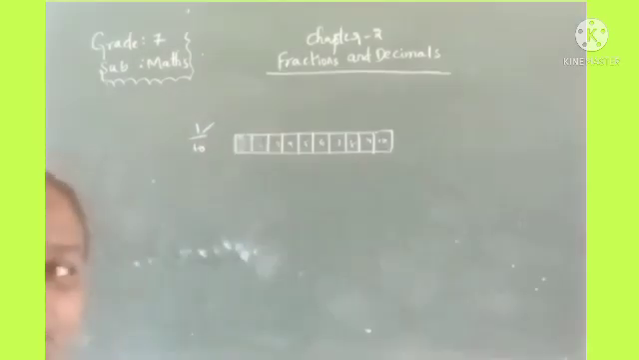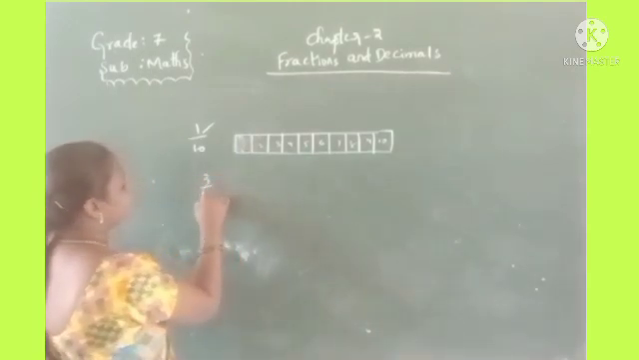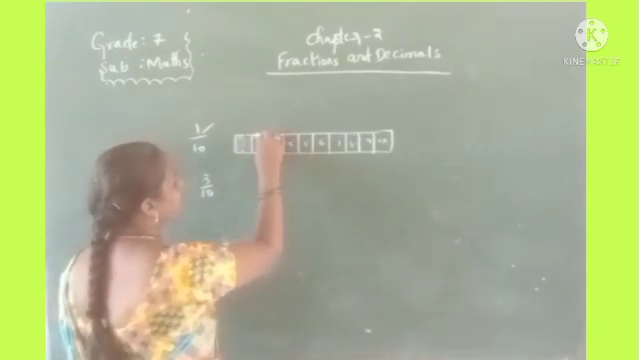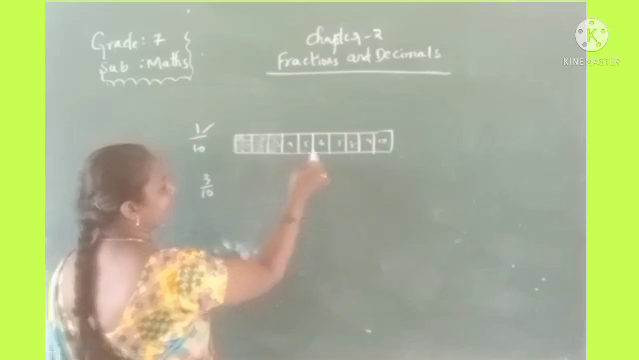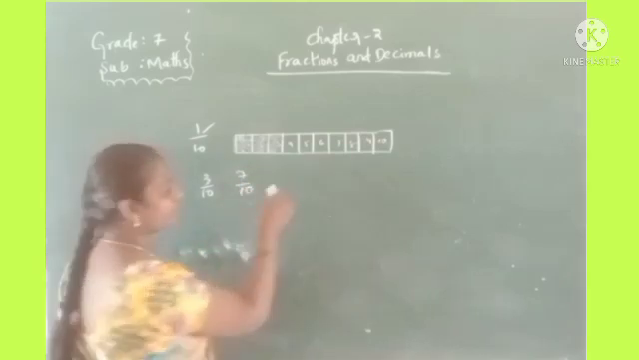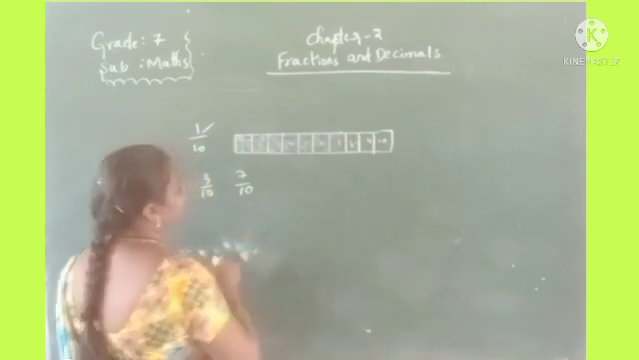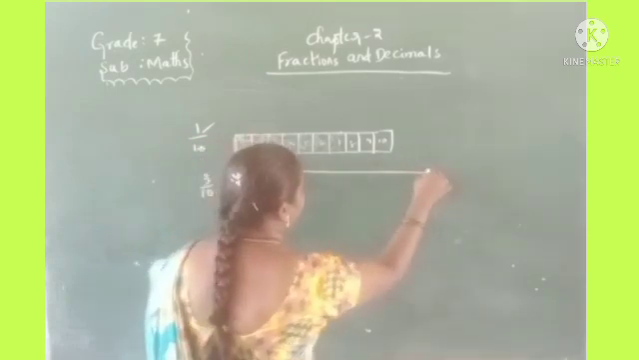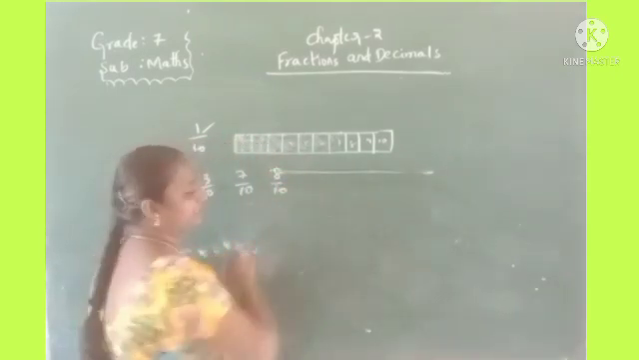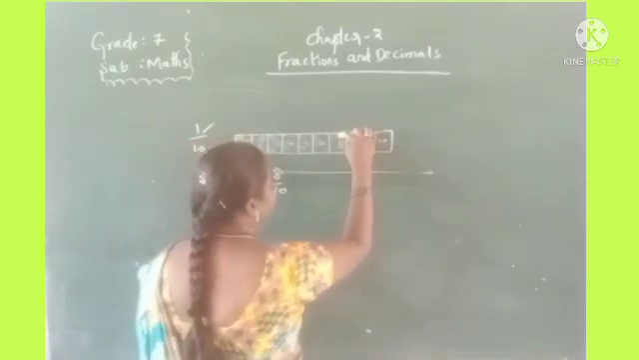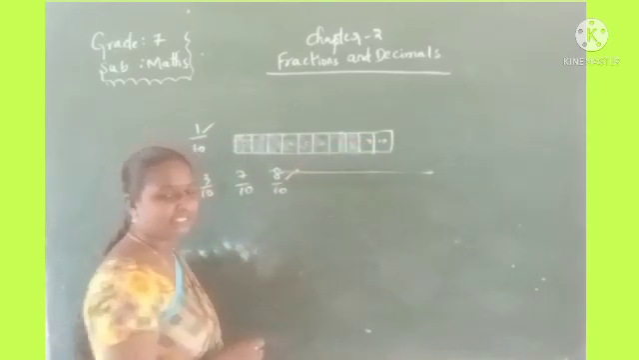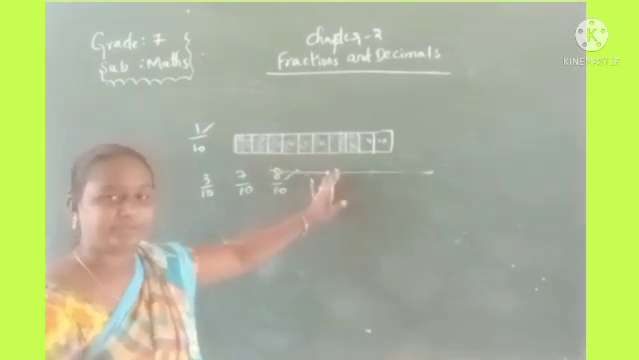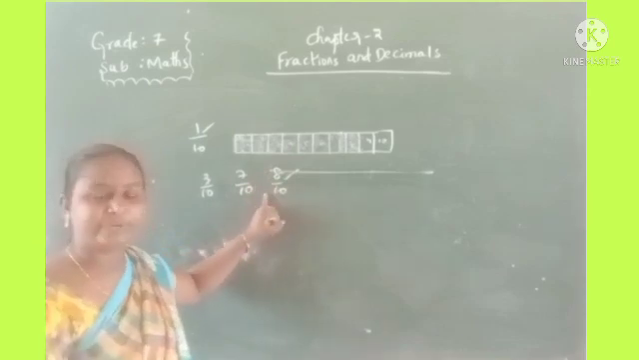Suppose 3 by 10, how to represent this one? That means 3 parts we have to shade, that is 3 by 10. Suppose 7 by 10, how to show this one? 7 parts we have to shade, 7 by 10. Now suppose 8 by 10, how to show this one? You shade 8 parts. That means the numerator tells us the number of parts taken, that is 8 among the 10 parts. Then it represents 8 by 10.